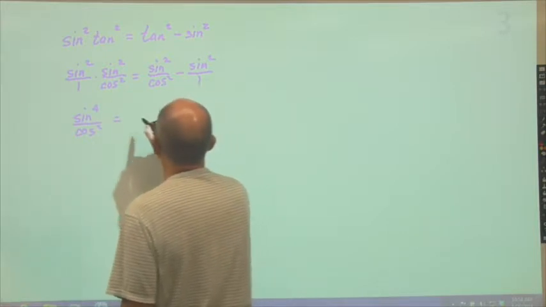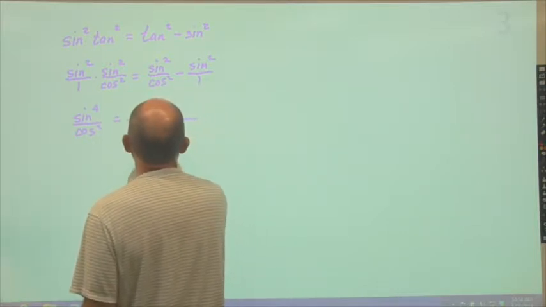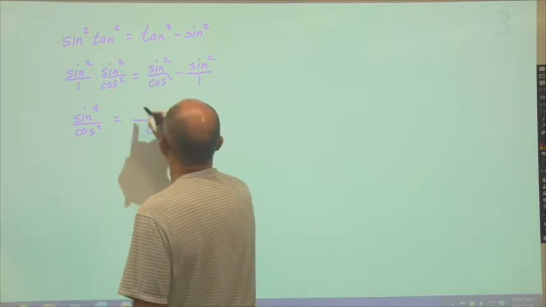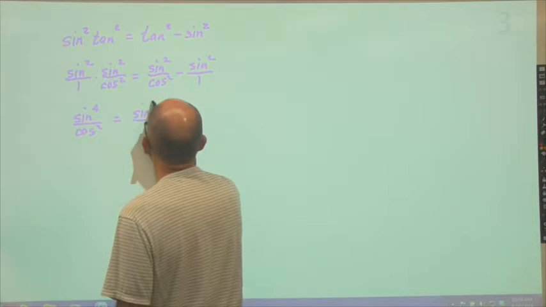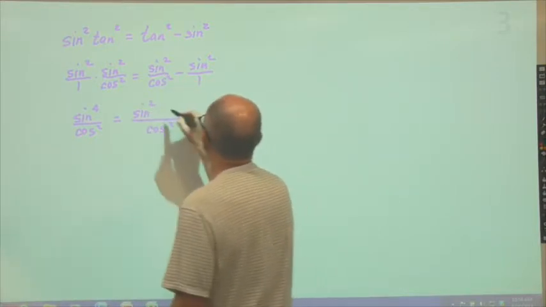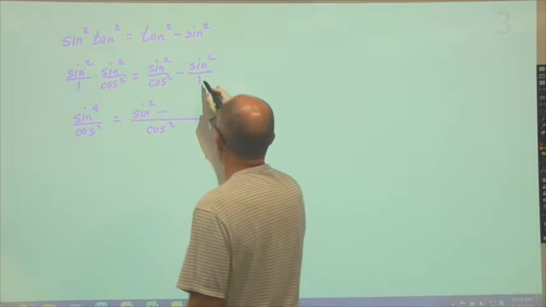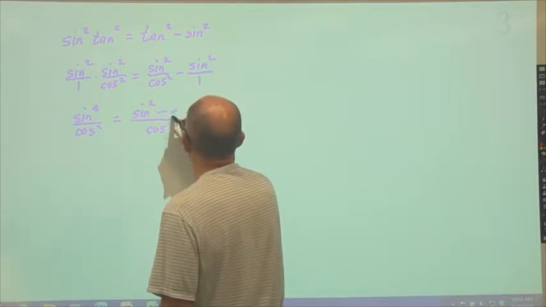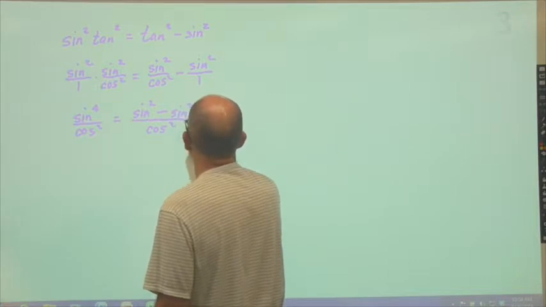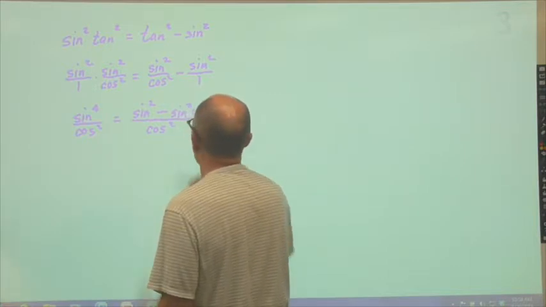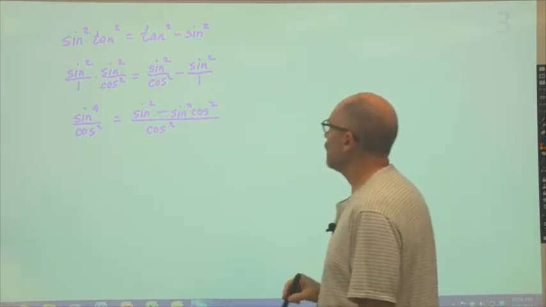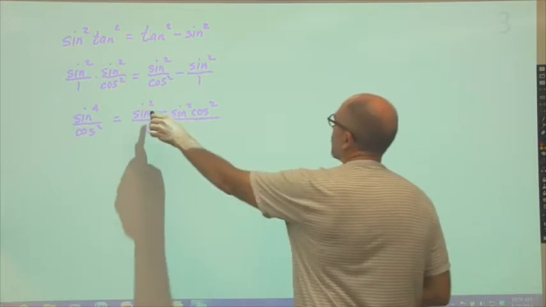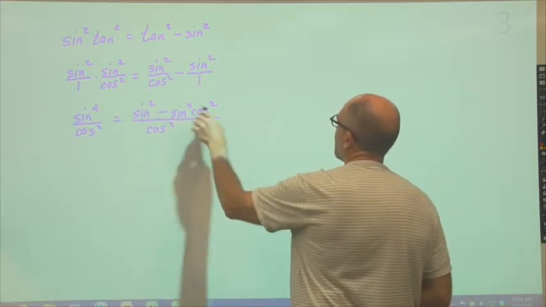equals, now getting common denominators, the common denominator is going to be cosine squared. And so the sine squared stays the same, but I multiplied the bottom of this by cosine squared, so I better multiply the top by cosine squared. Okay, so now what we're trying to prove basically is that sine to the fourth equals sine squared minus sine squared cosine squared.